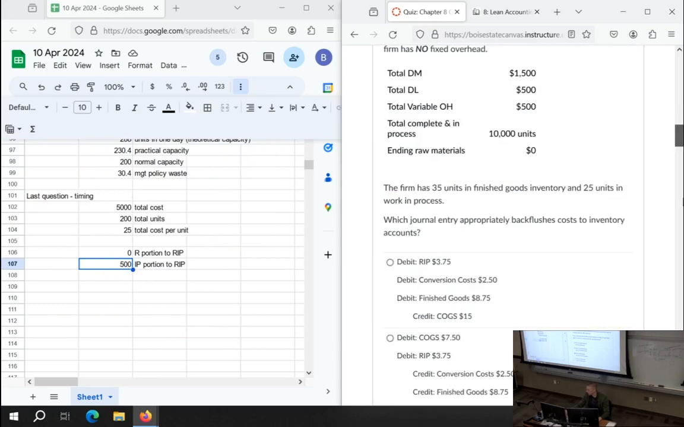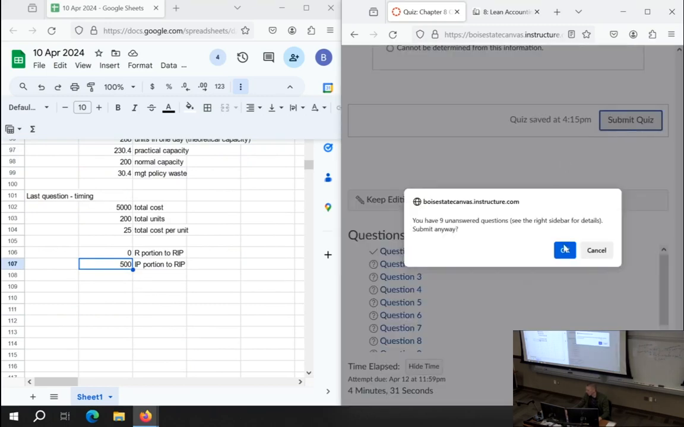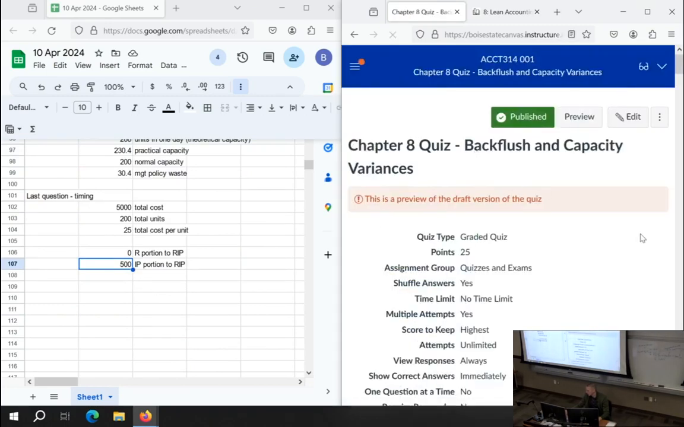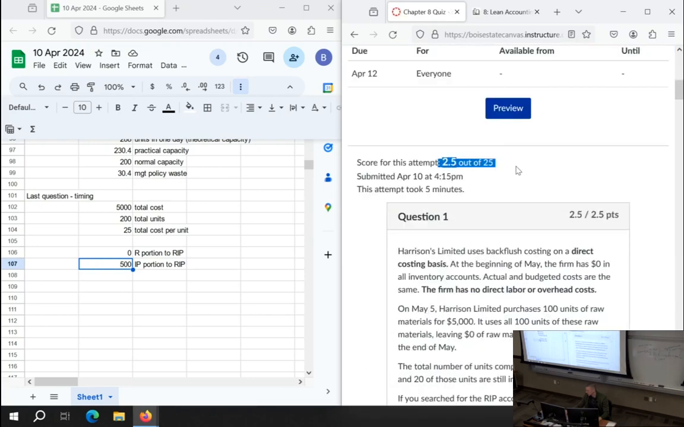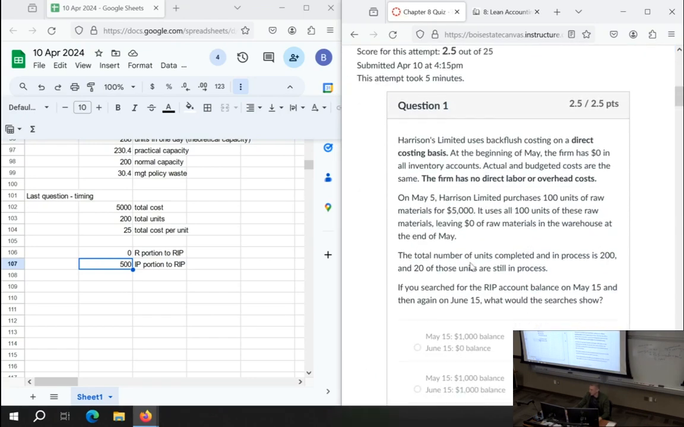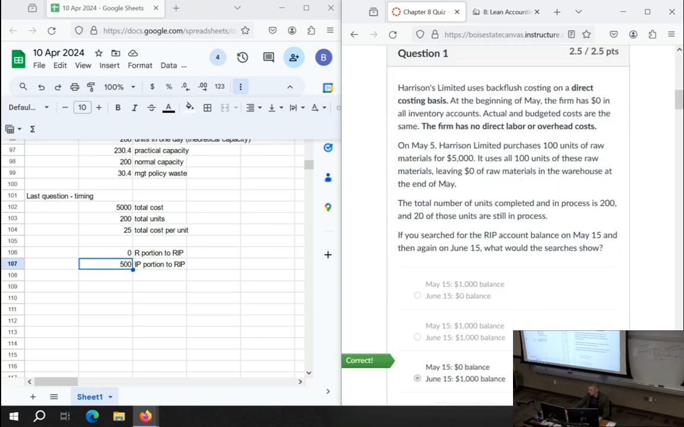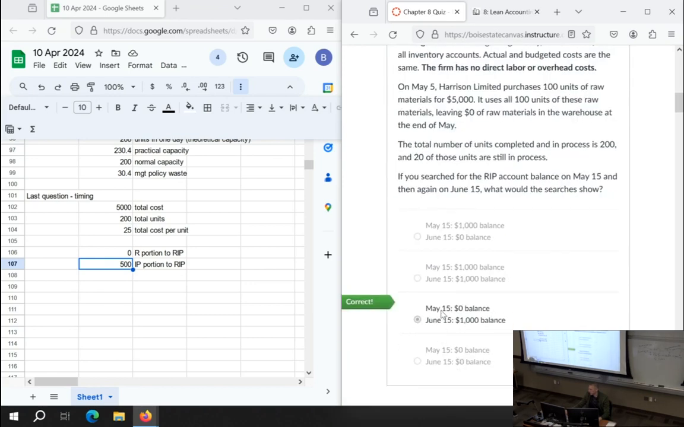Let's double check one real quick before you go. I think that's one it'll accept. We get 2.5 points. Yes, we did. Okay. I'll fix the data on this question here, but the logic of it stays the same. We should have a 0, and we should have a positive balance after.